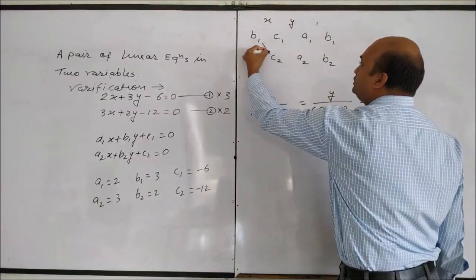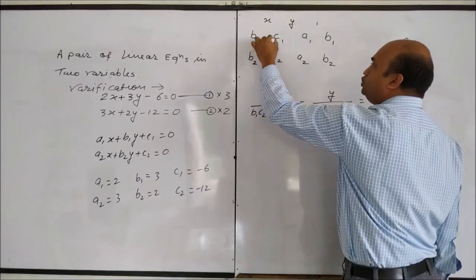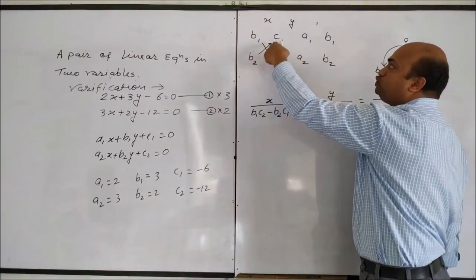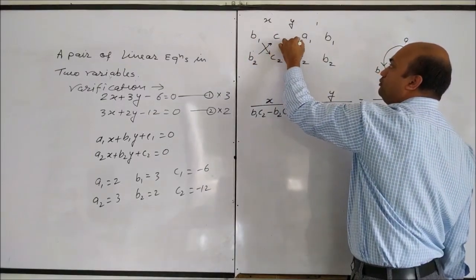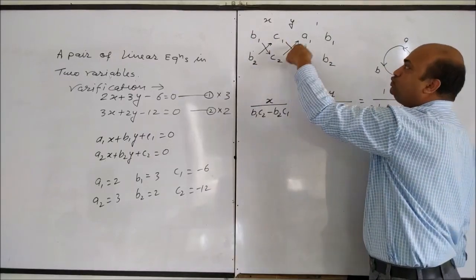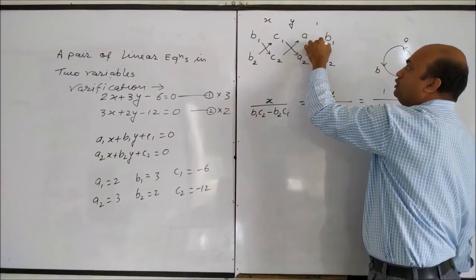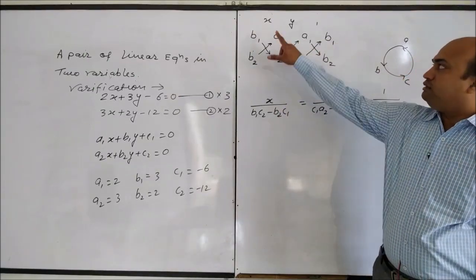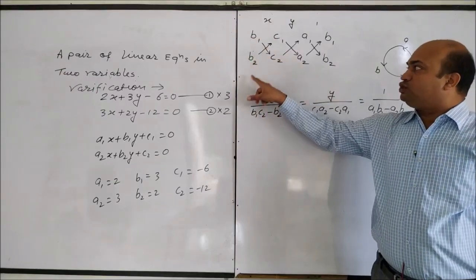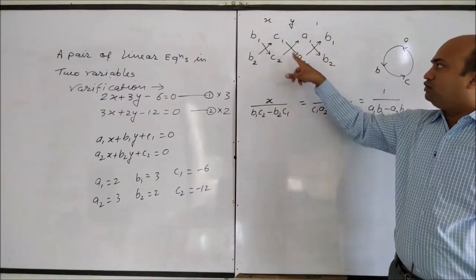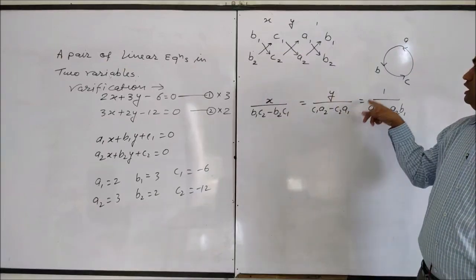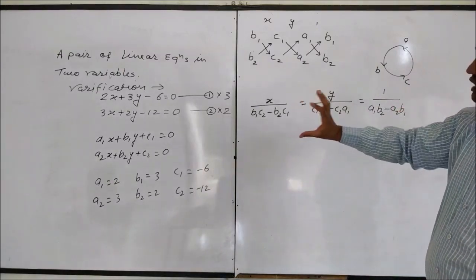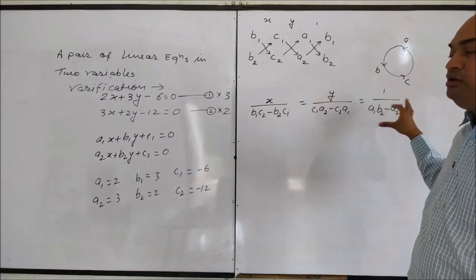Now we multiply this to this: b1 c2 minus b2 c1, then c1 a2 minus c2 a1, then a1 b2 minus a2 b1. So the formula will be x upon b1 c2 minus b2 c1 is equal to y upon c1 a2 minus c2 a1 is equal to 1 upon a1 b2 minus a2 b1. In this way, we can learn how to remember this formula.